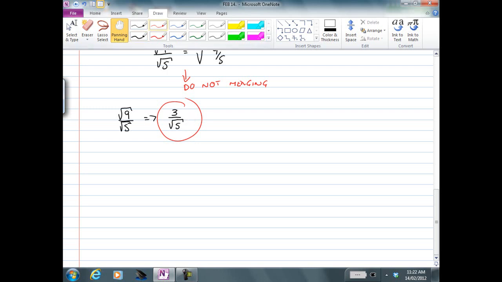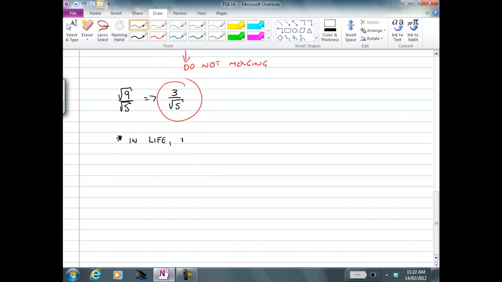See, the key is this, so I'm going to write down a few more notes for you, because really, you need some notes. Star. Okay. In life, the denominator should not be a radical. Denominator should not be a radical. Because it's not standardized. Mathematicians hate that stuff. Should not be a radical. So mathematicians came up with a way on how to get rid of the radicals in the bottom.